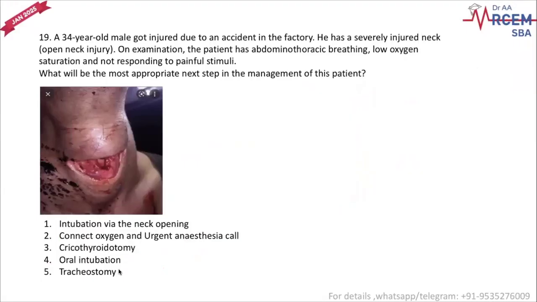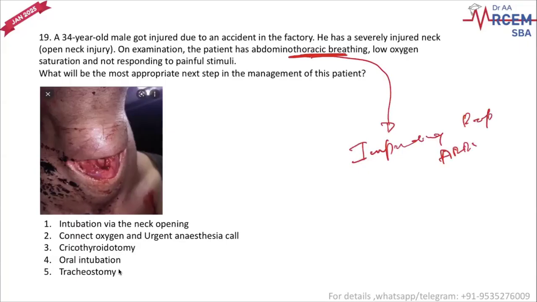It's a tricky question what we are having here. So read carefully. A 34 years old male got injured due to an accident in the factory. He has a severely injured neck, open neck injury as shown in the picture. On examination, the patient has abdominothoracic breathing. Whenever they mention abdominothoracic breathing, always remember that it is an impending respiratory arrest. Any point of time, he'll be having respiratory arrest. Low oxygen saturation, not responding to painful stimulus. What will be the most appropriate next step in management of this patient?